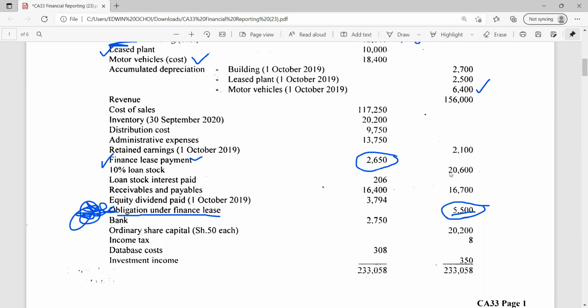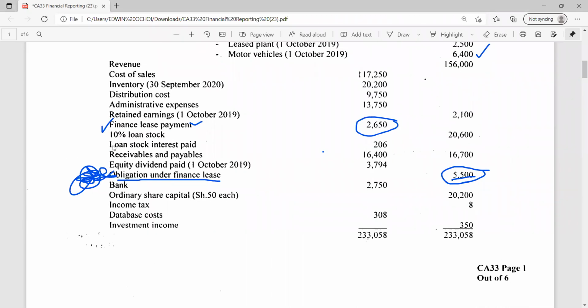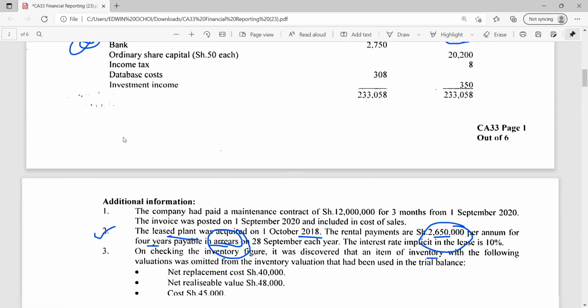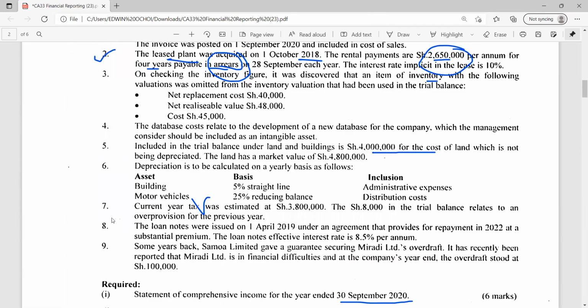10% loan stock, 2,600. So now here, remember that these are about the contractual rate. 10% is the contractual rate. But now when we are charging interest on this loan, we have to be very careful. They went ahead to say the effective interest rate is 8.5. So which one can I use? Is this market interest rate or the contractual?